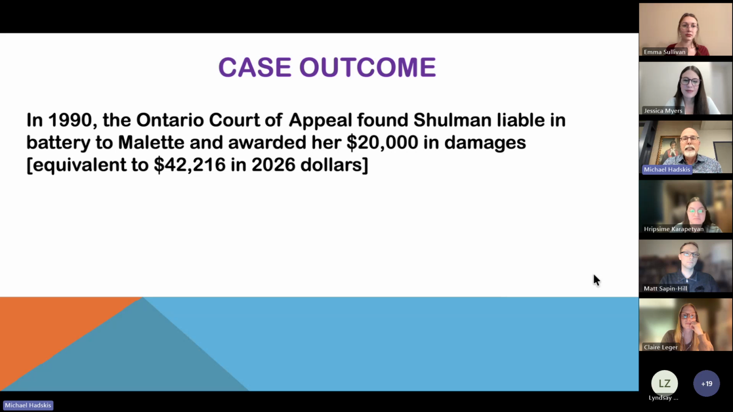Well, the case was decided in 1990 by the Ontario Court of Appeal, and she was awarded $20,000 at that time. In today's dollars, that would amount to just over $42,000. So that was her damage award. And that was calculated on the basis of the degree to which she suffered emotionally and psychologically. And so the court estimated her damage to be, as I say, just over $42,000. So that's the outcome of the case.